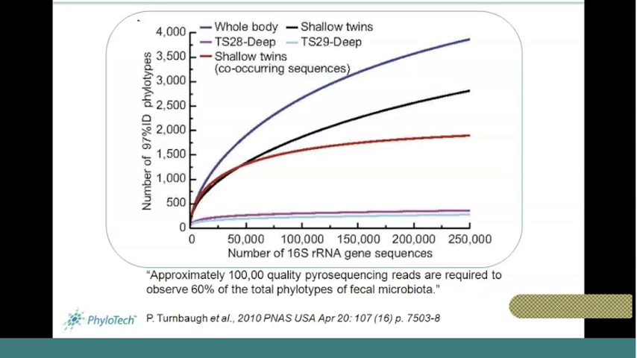The figure shown in this slide from a recent study by Turnbaugh et al. demonstrates that with about 100,000 quality reads, these were high-quality reads, they were able to observe only about 60% of the total phylotypes of a fecal microbiome. A hybridization-based approach has the advantage of capturing a much broader range of the richness of the microbiome because of the dynamics of hybridization kinetics inherent in the technology.